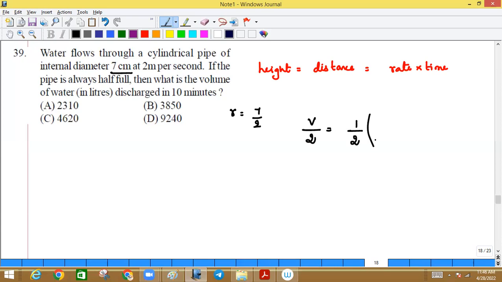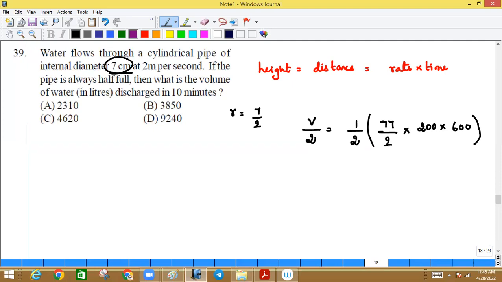What is the formula for volume? Volume of a cylinder is base area into height. When the radius is 7 by 2, then the base area is 77 by 2. The moment you look at 7 by 2, area is 77 by 2. Height, I said, is distance, which is equal to rate into time. What is the rate? 2 meter per second. That is converted into centimeters: 200 centimeters per second. You convert the time into seconds, because we want it in centimeter per second. Into how many seconds? 600 seconds.